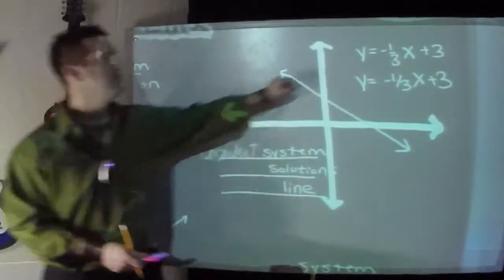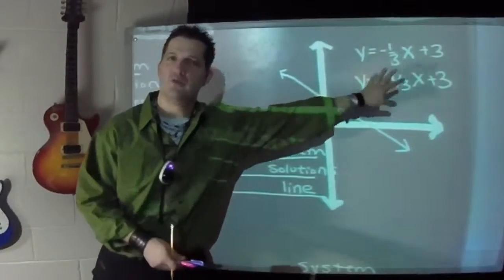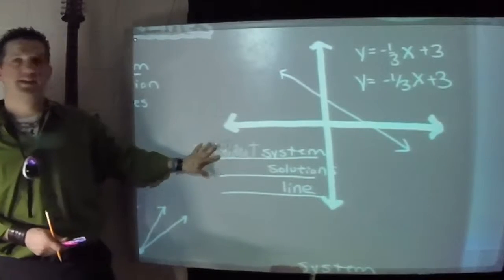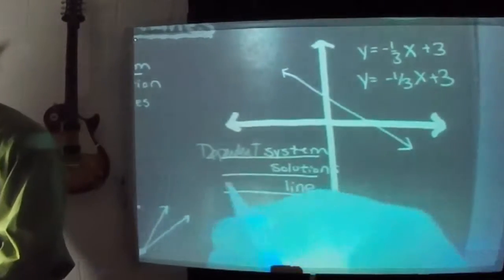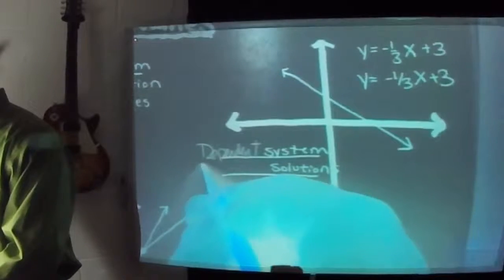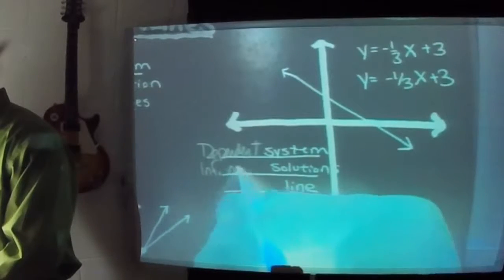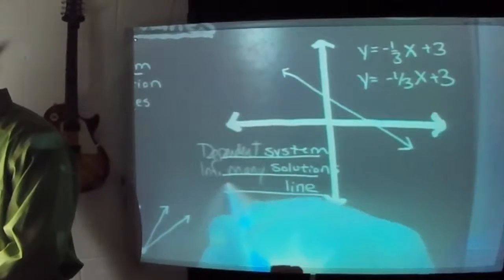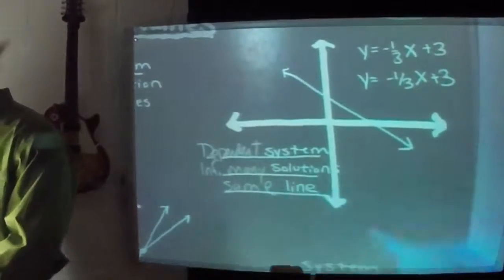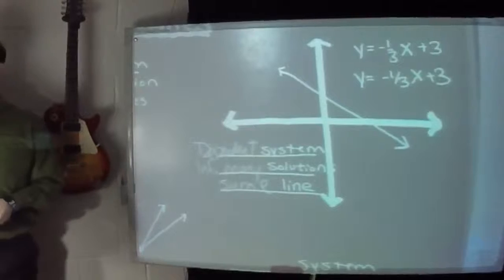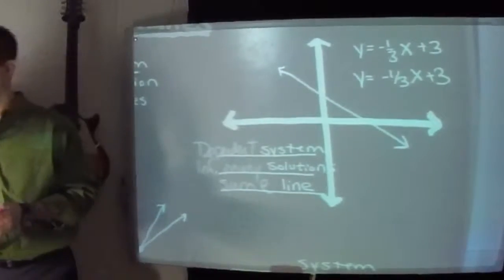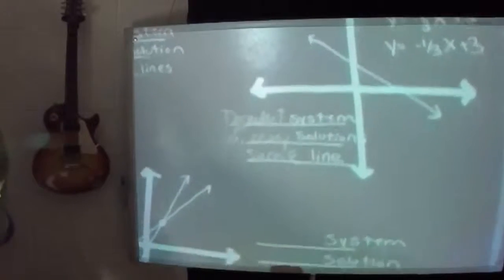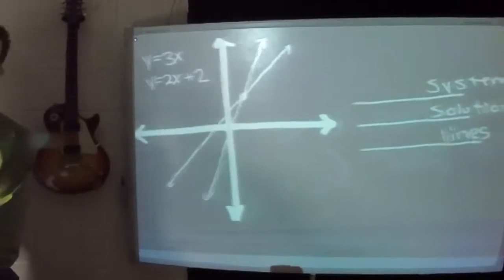So you're like, man, I've got two lines that are the exact same. It's infinitely many solutions. What was the name of that system? Dependent. At the very least, be able to go back to your notes until you got this remembered. Infinitely many solutions, and same line. This happens when those equations give you the same line. Dependent system. They're crossing everywhere. Infinitely many solutions.